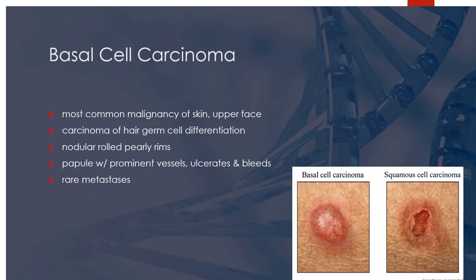So the first of these to look at is basal cell carcinoma. It is the most common malignancy of the skin. Oftentimes we see it on the upper face. It is a hair germ cell differentiation. It has the telltale signs of being nodular, with a rolled, pearly rim. Sometimes it can appear as a papule with prominent vessels. It does ulcerate and bleed from time to time, but it is rare to metastasize.